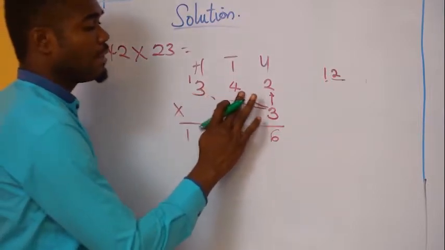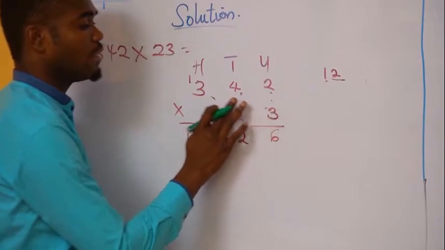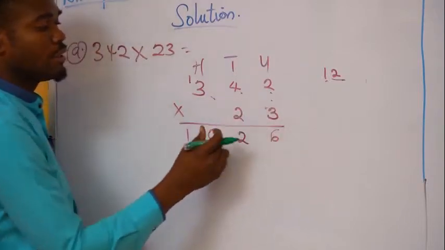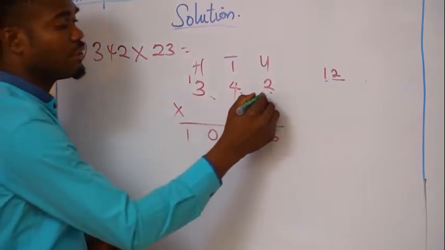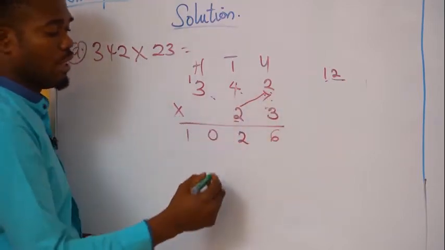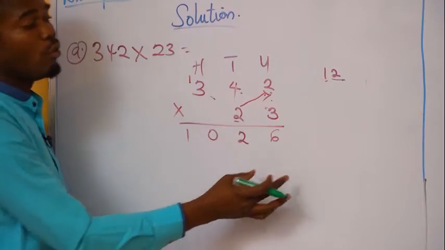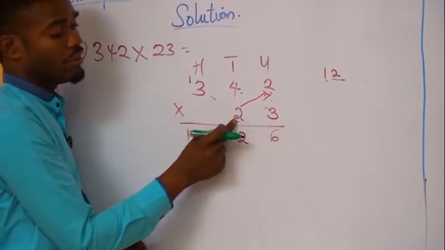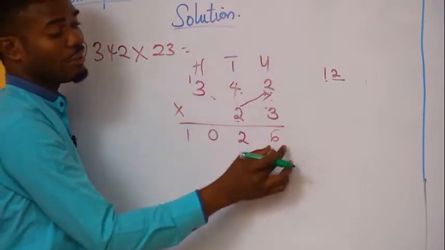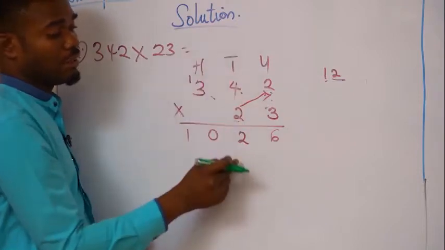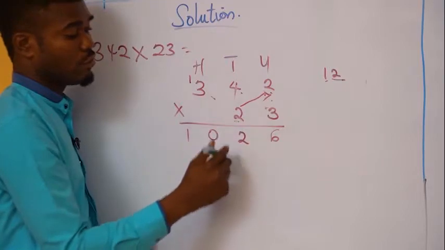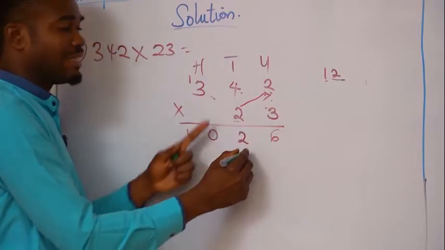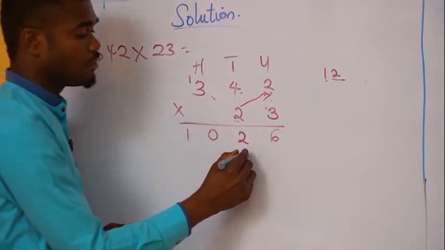Then after doing that, you go straight to the next step. After doing your units, you go straight to your tens, that is using 2. So we do 2 times 2, which gives us 4. When you want to write your 4, you don't write it under the unit, because this is under the tens; you start from the tens. Do we understand? So my 4 comes under the tens here.